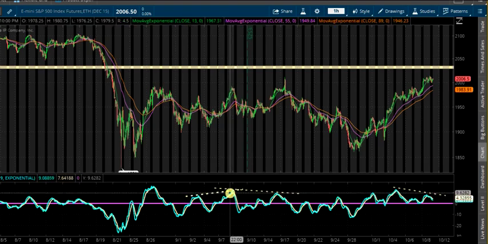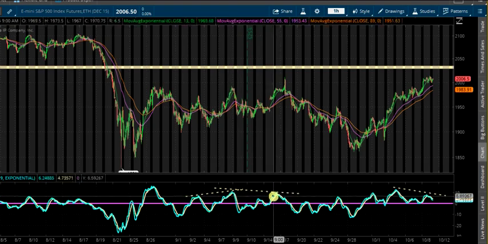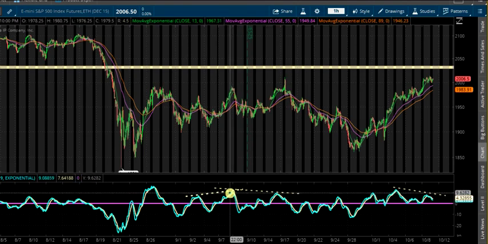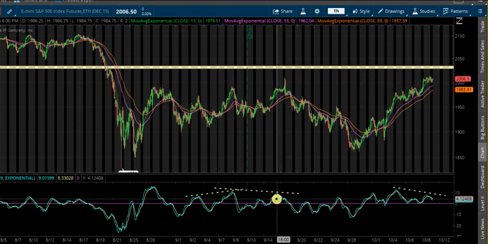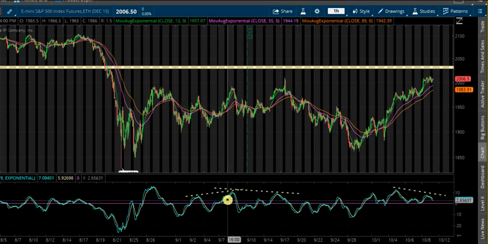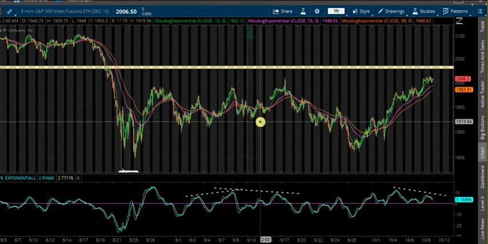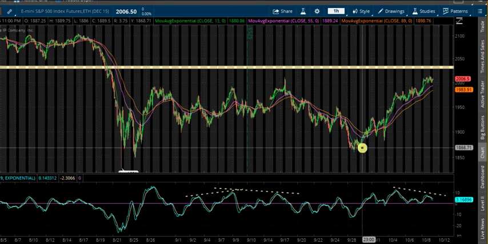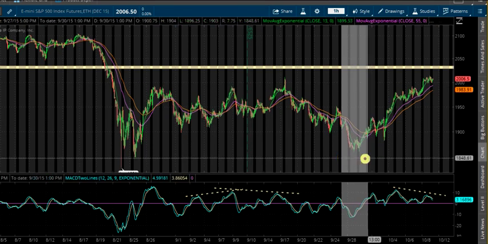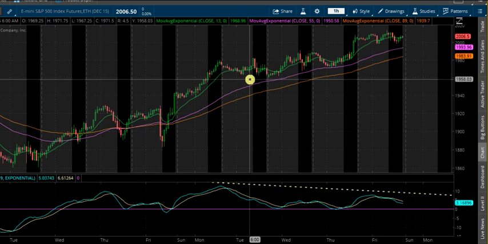So it made a high, it came down, it came back up and made a lower high before the market rolled over. And so this is what's called a divergence in the market. So we got some internal momentum diverging from the price action. And if you look over here in this most recent move up, we have a similar situation.